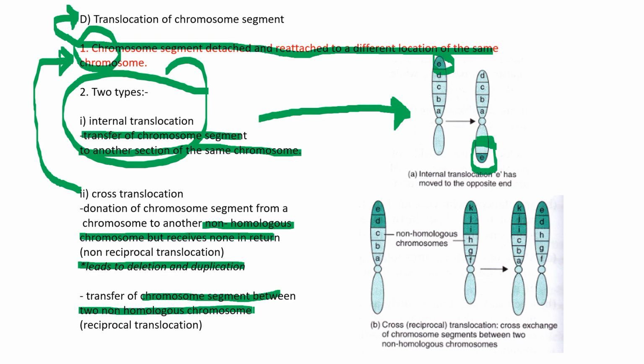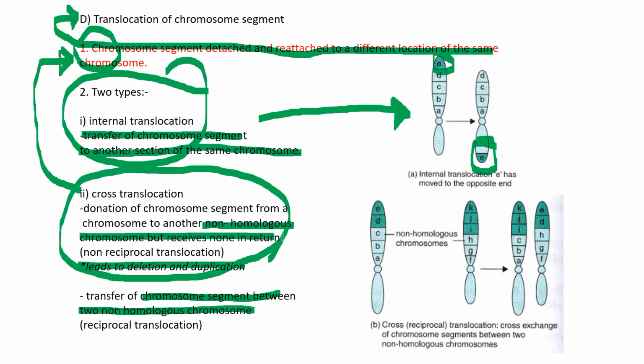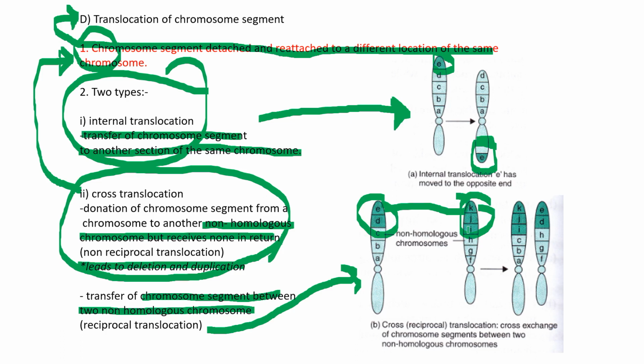The diagram for the non-reciprocal translocation, I think you can understand, right? Or you can draw on your own. And the reciprocal translocation diagram is here. Apparently this segment is transferred here, and then this segment is transferred here. So you get this outcome.